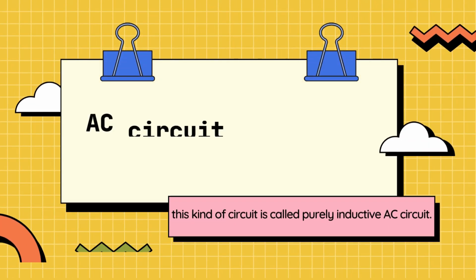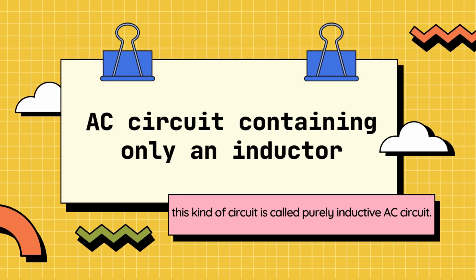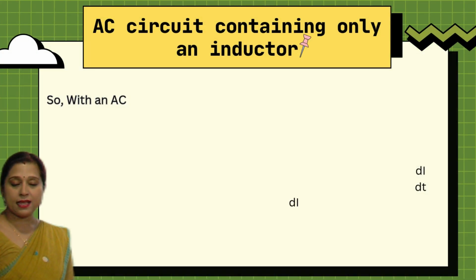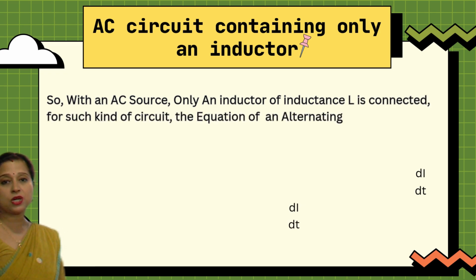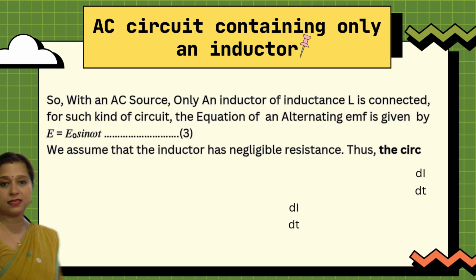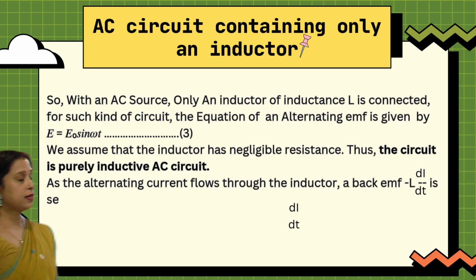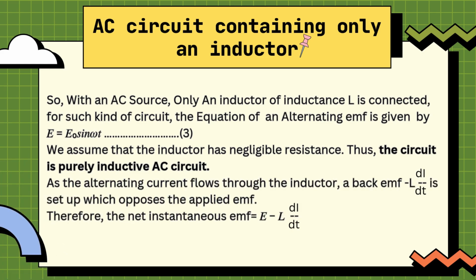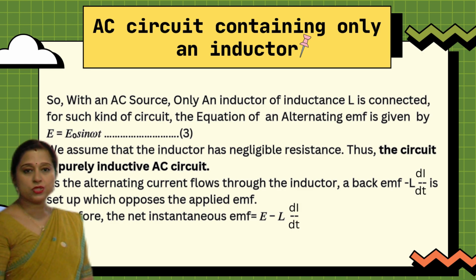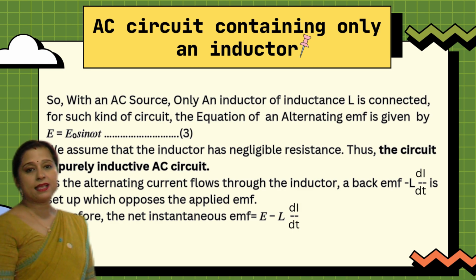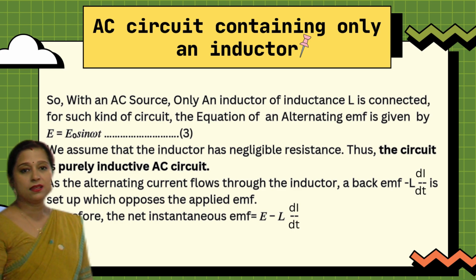We are moving to another kind of AC circuit where only an inductor is present. So with an AC source, only an inductor of inductance capital L is connected. For such a circuit, the equation of the alternating EMF is given by E equal to E naught sin omega t. We assume that the inductor has negligible resistance. Thus, this circuit is a completely inductive AC circuit.